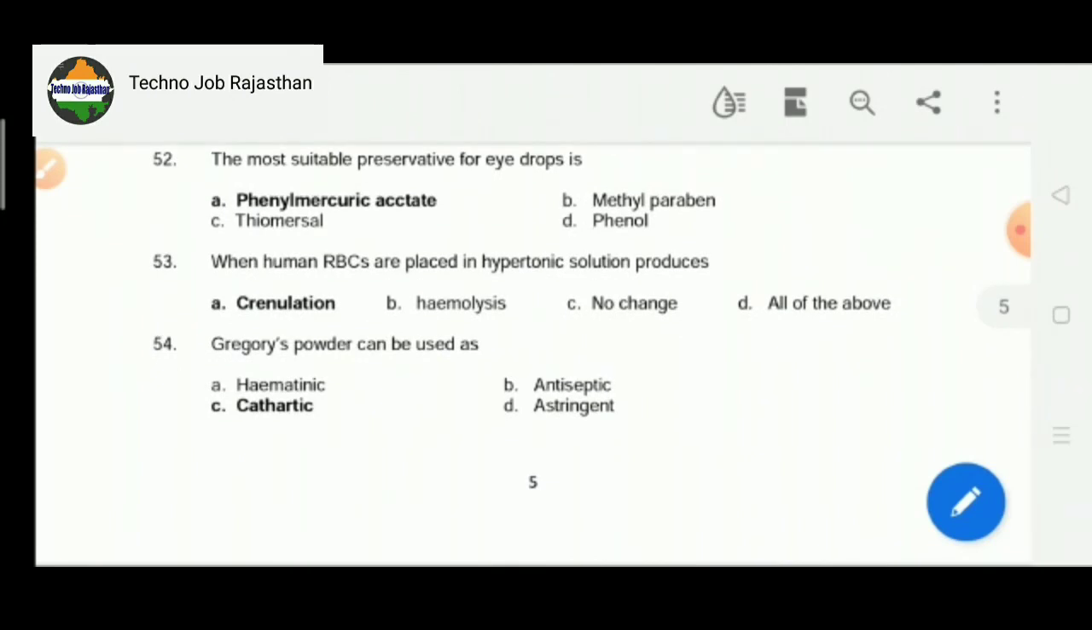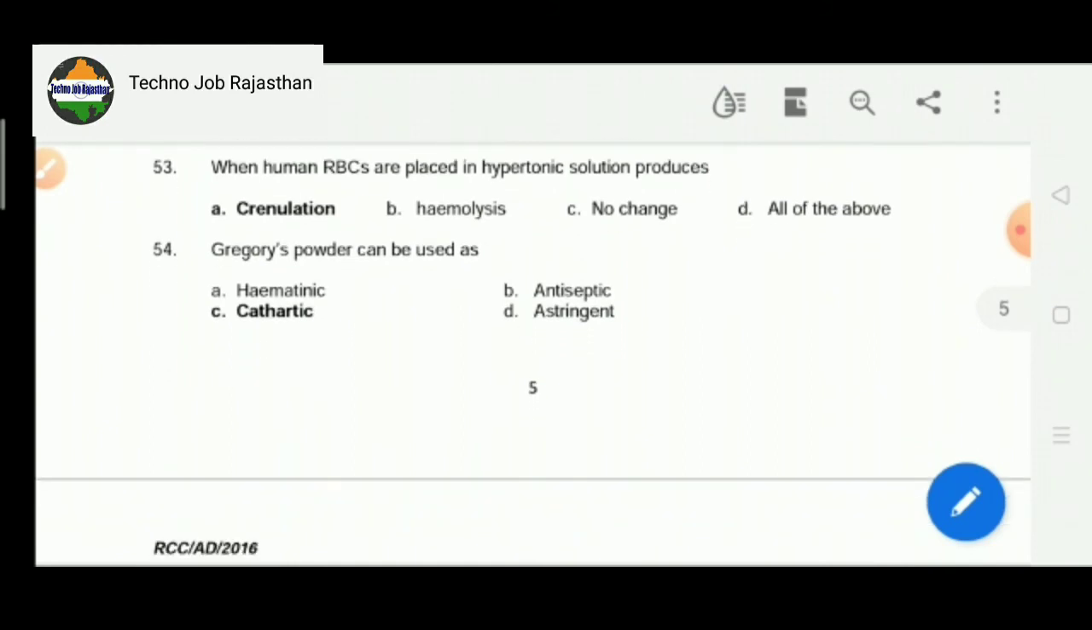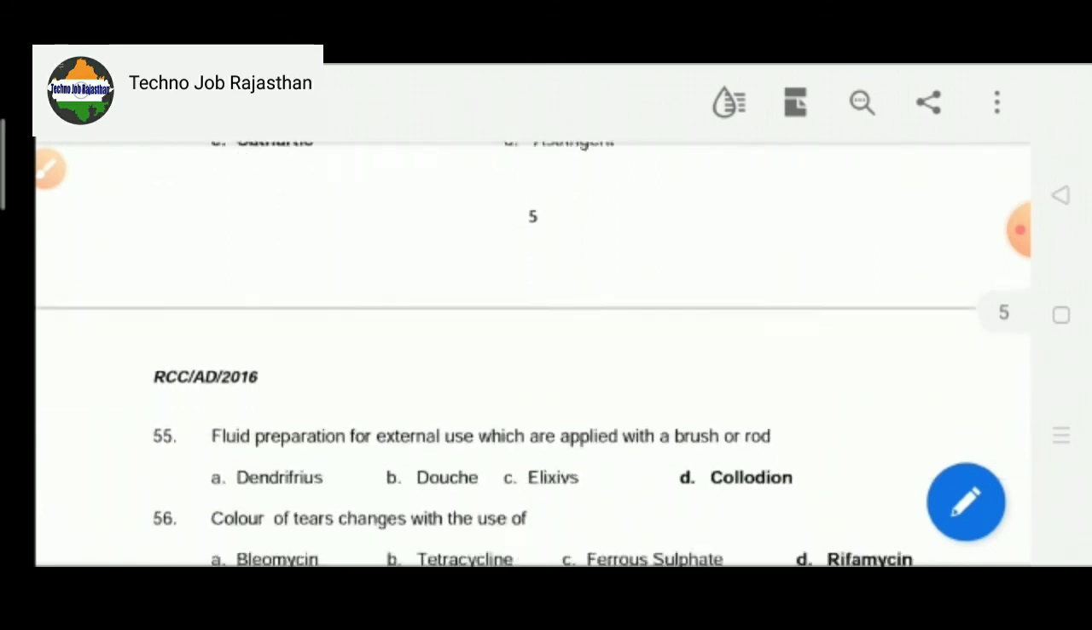Question number 53: when human RBCs are placed in hypertonic solution, it produces option A crenation, option B hemolysis, option C no change, option D all of the above. So the correct answer is option A, crenation. Question number 54: Gregory powder can be used as option A hematinic, option B antiseptic, option C cathartic, option D astringent. So the correct answer is option C, that is cathartic.